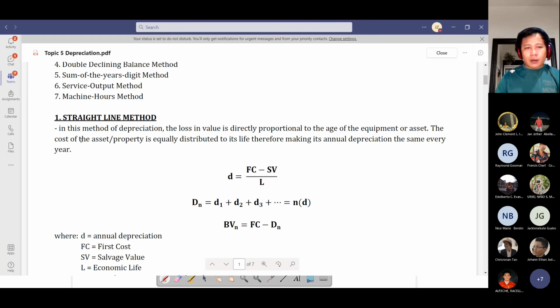The cost of the property or the asset is equally distributed to its life. That is the straight line method. So you don't need a formula for the straight line method; you just divide its cost by its life.